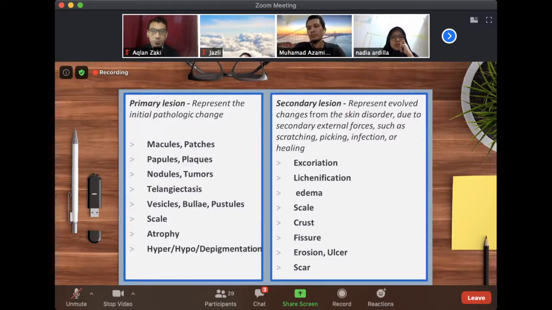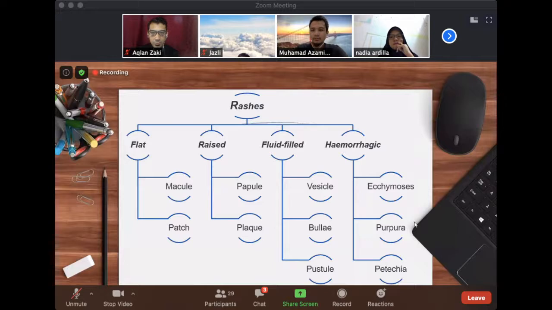rash itself, like the initial presentation of the rash, which includes this list. The secondary lesion represents the evolving changes of the rash, which result from scratching, infection, and also healing of the rash itself. This is among the list of the types of rashes in secondary lesion. For the rashes, I think it's easier for us to classify according to its characteristic, which is easy for us to remember also. So it's either flat, raised, fluid-filled, or hemorrhagic rash.